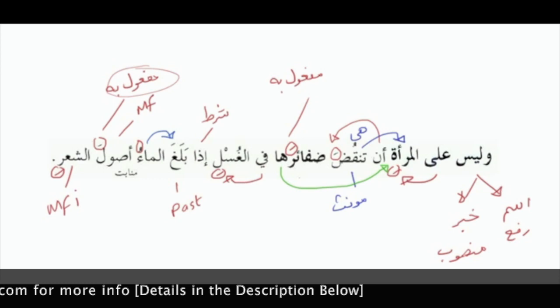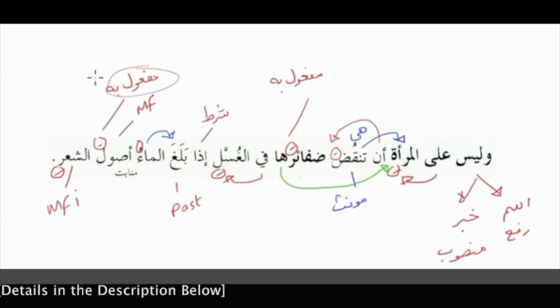Let's look at the ism and the khabar of laysa. What's the ism of laysa? The ism of laysa, interestingly enough, is actually all of this: an tanquda dafa'iraha fil ghusli. All of that is the ism of laysa, and the khabar of laysa is actually al-mar'a, upon the woman. So, an tanquda dafa'iraha fil ghusli, laysa al-mar'a, upon the woman.